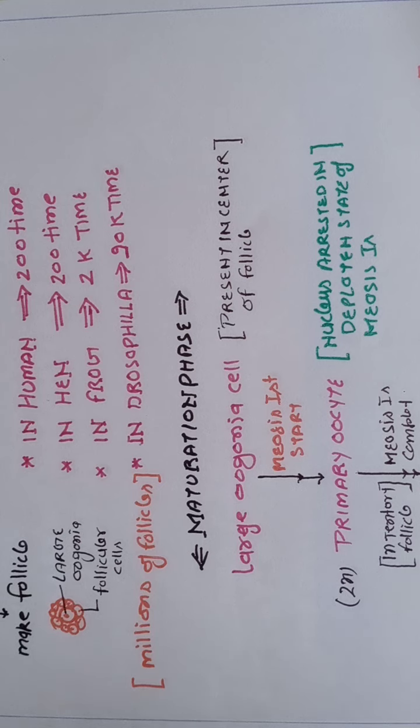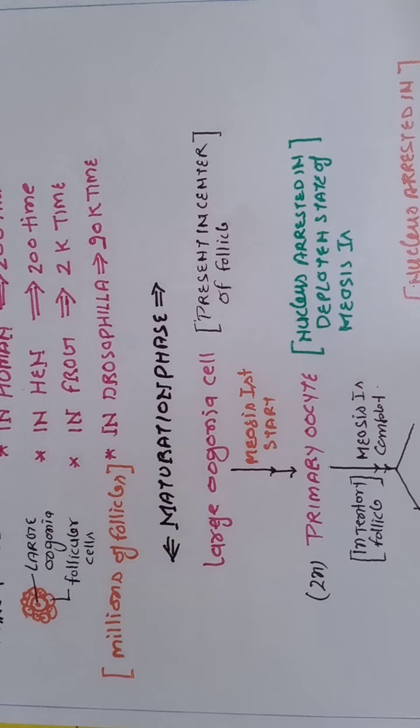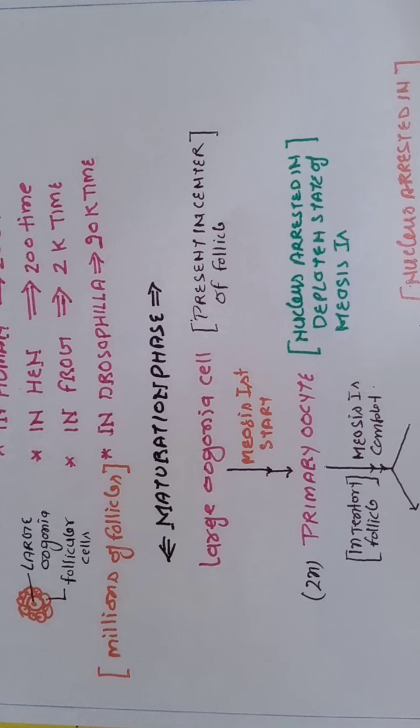But think, meiosis first is not actually completed, it is arrested in the diplotene stage of prophase first. That's why it is 2n, not n. After that, primary follicles get converted into secondary, then tertiary. Then I told you that in the last stage of the tertiary follicle, all layers are formed except two layers: one, the zona pellucida, which is secreted by the secondary oocyte, and the corona. When all the layers are formed, at that time meiosis first is completed.